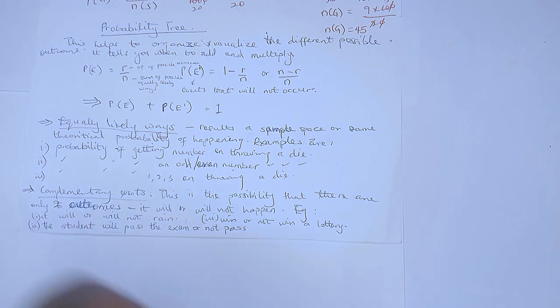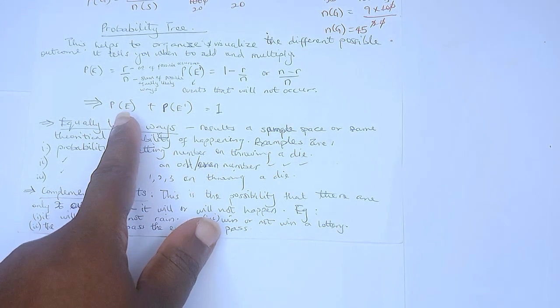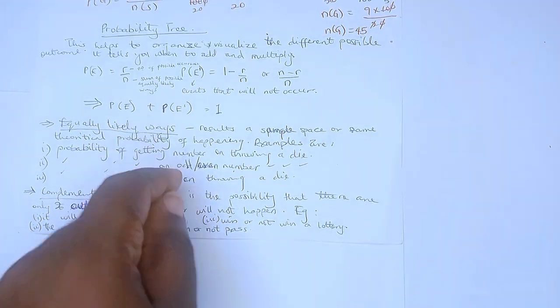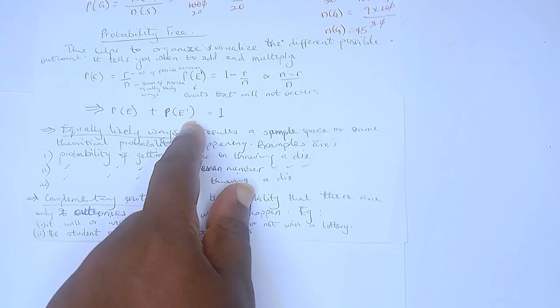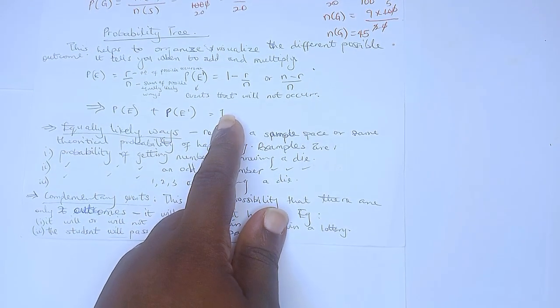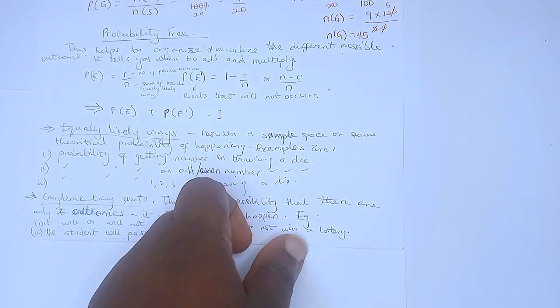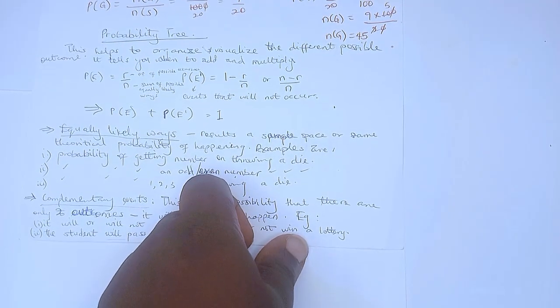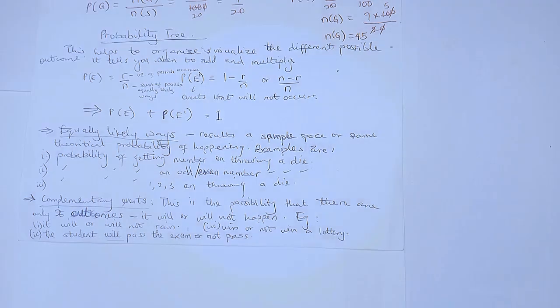Invariably, that implies that adding the probability of that event happening to the probability of that event not happening should give you a sum of 1. So we'll stop here for now, and then we'll go into answering other questions. Thank you.